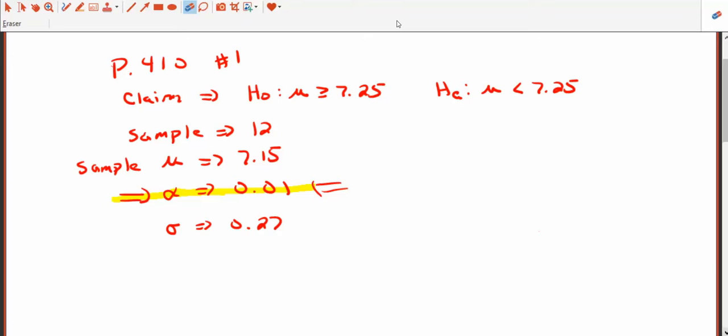All right, we have the problem that a hat company claims that the mean hat size for a male is at least 7.25. So first of all, the claim of at least means greater than or equal to 7.25. Keep in mind that your null hypothesis will have a statement of equality in it. So that "or equal to" tells me that the claim is the null hypothesis. Therefore, our alternative hypothesis is that the mean is less than 7.25.